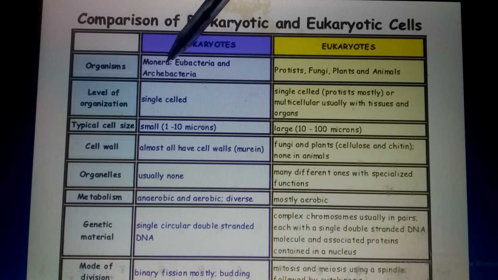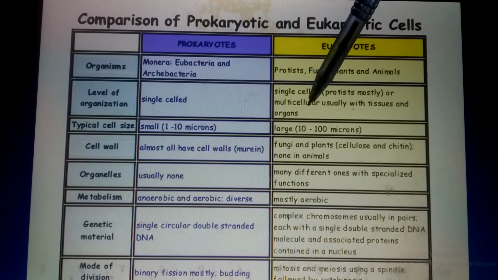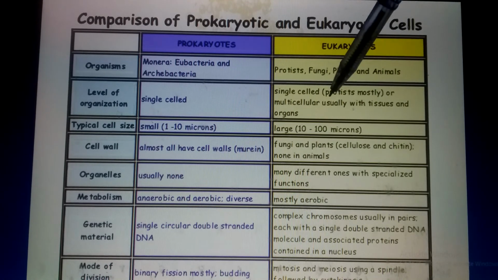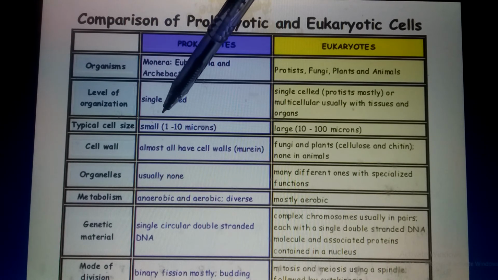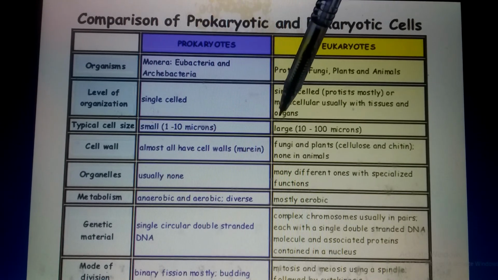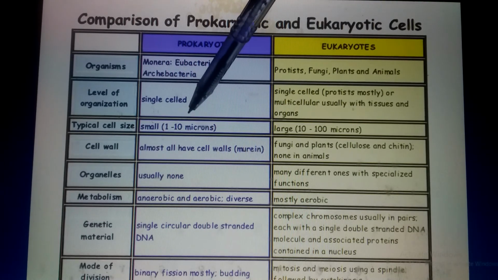Now, level of organization. Prokaryotes are single cell, just one cell. But eukaryotes are single cell as well as multicellular. Eukaryotes can be unicellular like amoeba and many more protists, and all the higher organisms are multicellular. Is it clear? Level of organization: single cell and uni to multi. Now, the typical cell size you can see here: prokaryotes are small in size, eukaryotes are large in size. And you must mention and note down the size of these two.